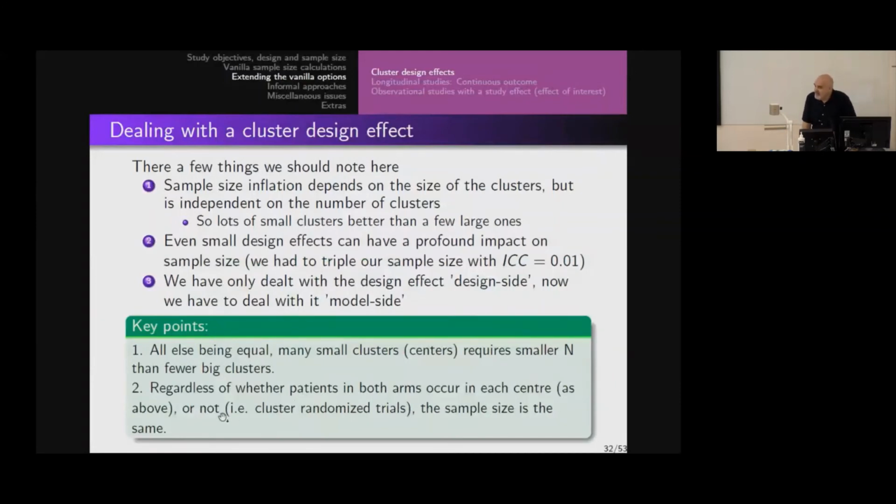The other point is regardless of whether patients in both arms occur at a single centre or not, as in a cluster randomised trial where we randomise the hospitals to the treatments, such as stepped wedge and things like that, it doesn't actually matter to the sample size calculation. So whether people in each hospital are receiving both treatments or the treatment is associated with a hospital itself, the sample size calculation is the same.